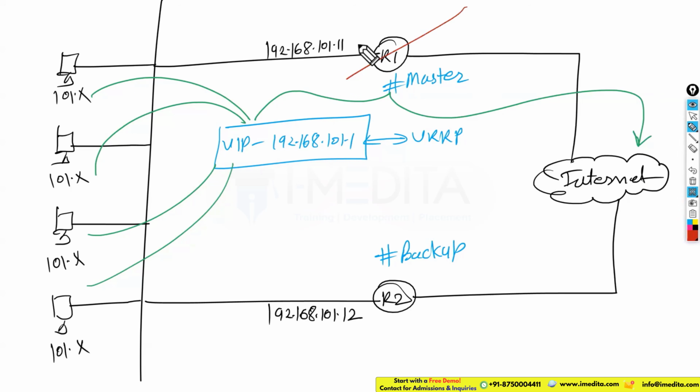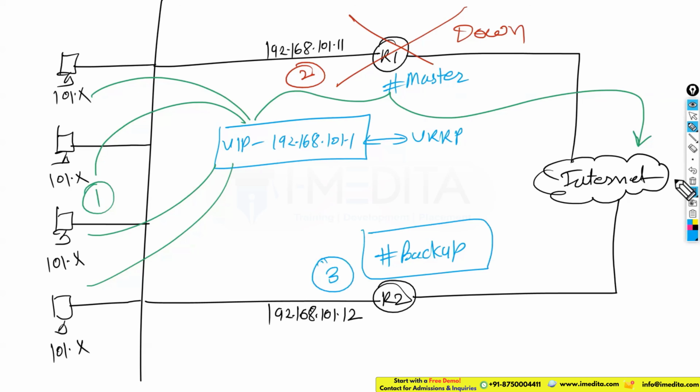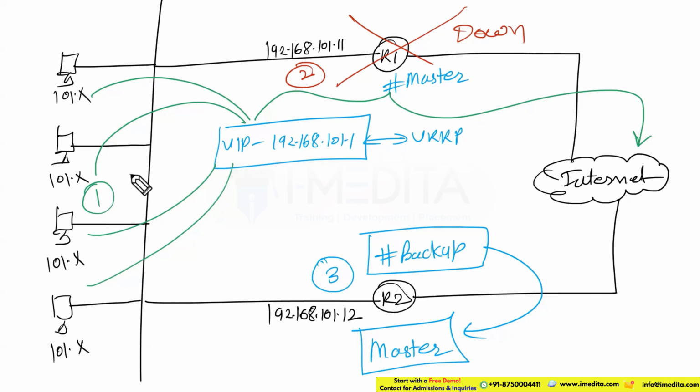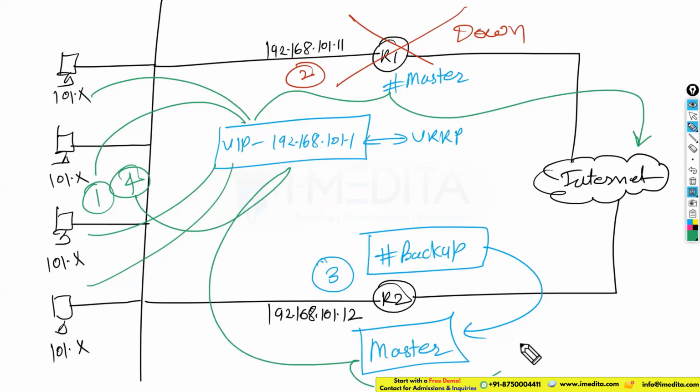If your master goes down, then in the third step, backup will promote itself as master. Then in the fourth step, traffic will go to the VIP, but now traffic will go to the other router, then it will go to the internet. This we achieve with the help of VRRP on Cisco routers.